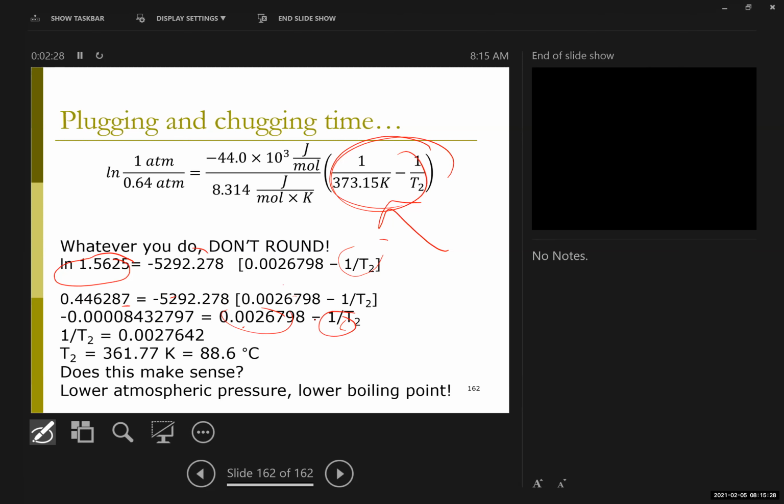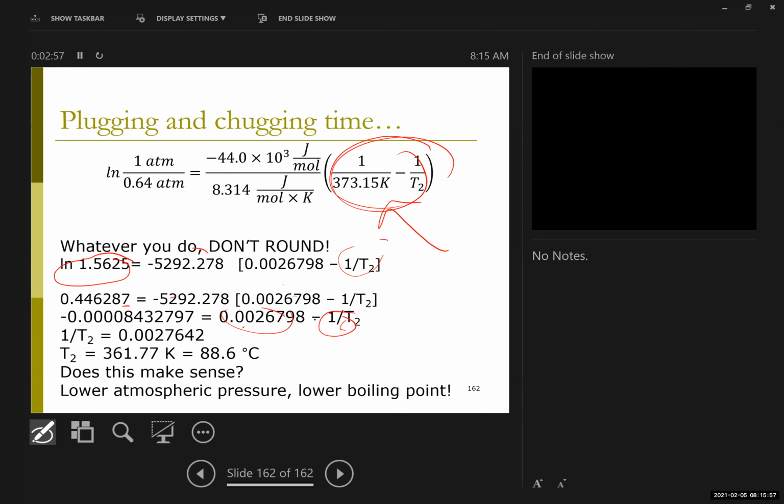Right, so again, always ask yourself, right, or someone close to you, does that make sense? Well, my answer is yes, because again, the atmospheric pressure decreased, so I should need a lower vapor pressure to boil, and so a lower temperature should be required because I don't need to get the vapor pressure up as high.